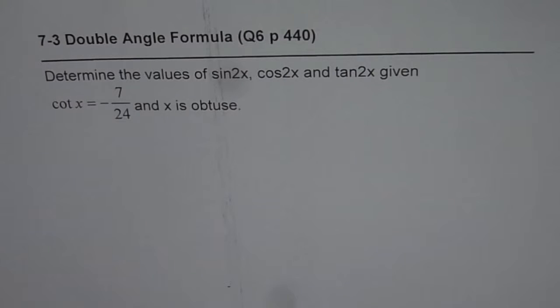Determine the values of sin 2x, cos 2x, and tan 2x given cot x equals minus 7 over 24 and x is obtuse.